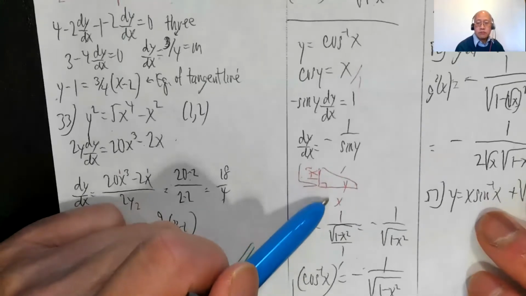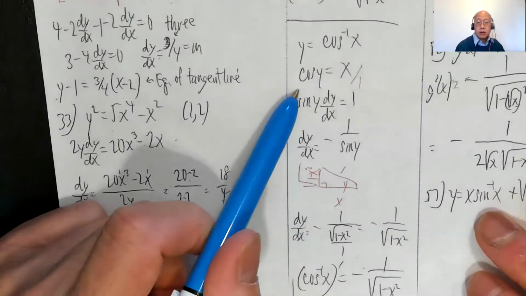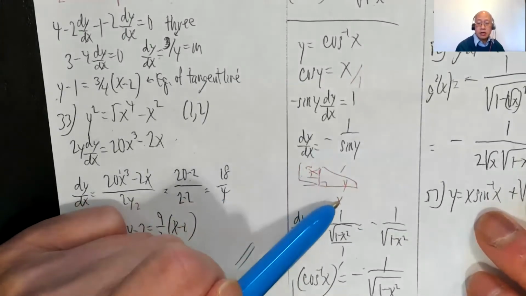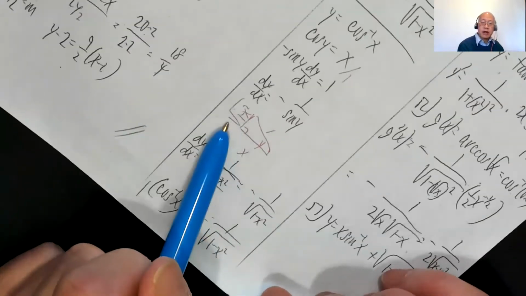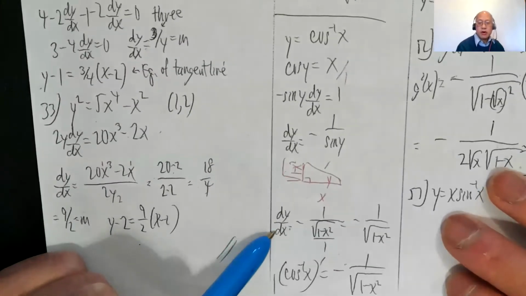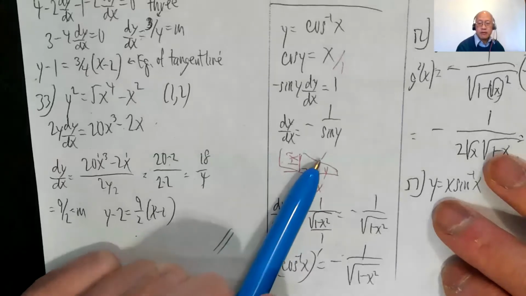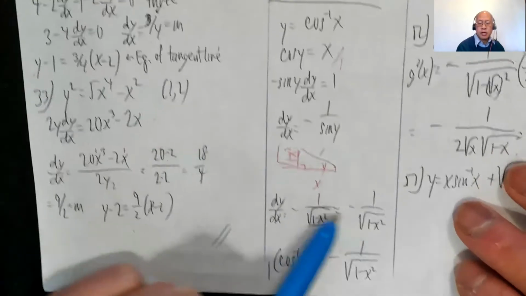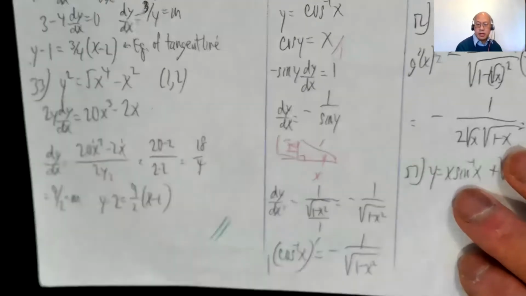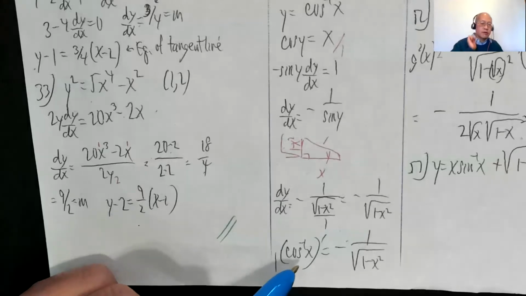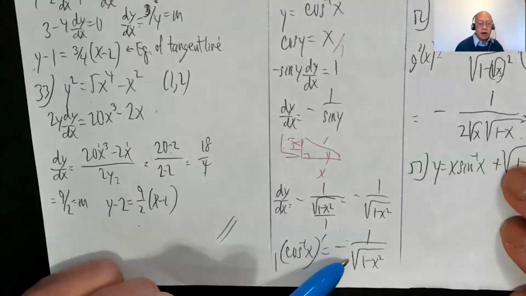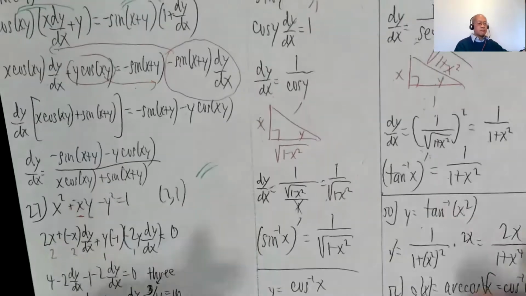Again, draw a triangle. Cosine of y is adjacent over hypotenuse. That makes this radical 1 minus x squared. So dy dx is negative 1 over sine of y. Sine is opposite over hypotenuse, radical 1 minus x squared over 1. So negative 1 over radical 1 minus x squared. So bottom line, derivative of inverse cosine is negative 1 over radical 1 minus x squared.